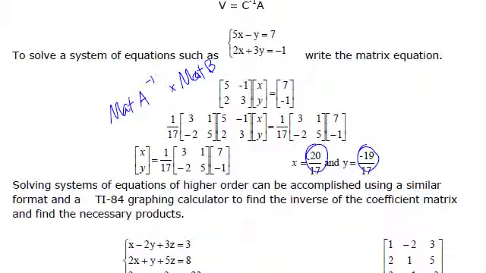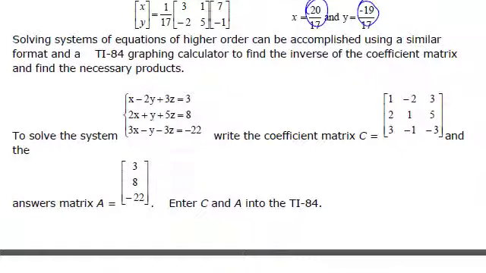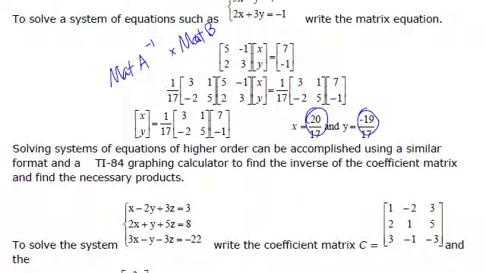the 2 variable system, 20 over 17 and negative 19 over 17 are the solutions. Now notice we have a 3 variable system. We call it 3 variables because we have the x, the y, and the z. You would set it up the same way. Instead of a 2 by 2, you would have a 3 by 3. The 3 by 3 would be the values here, not the coefficients.